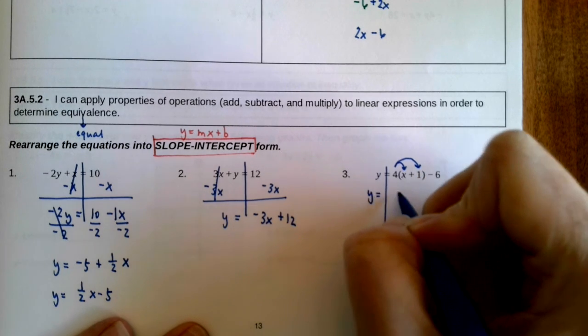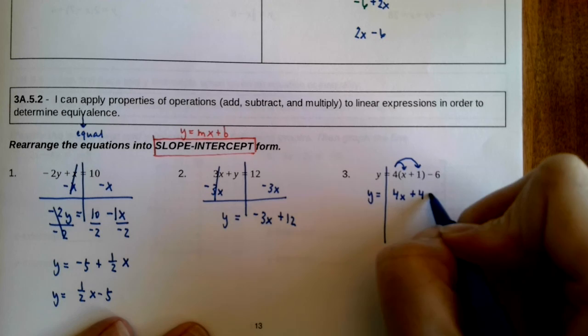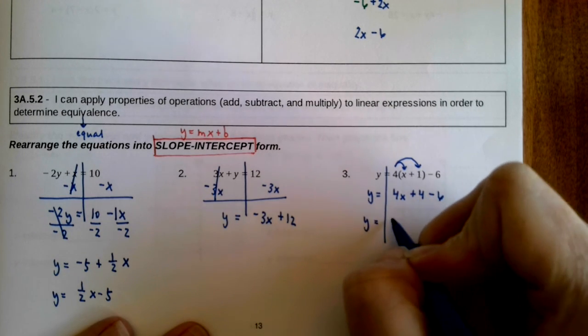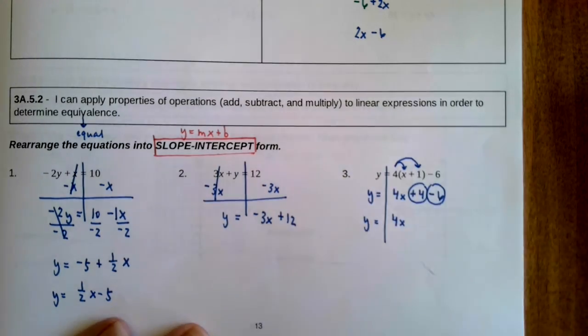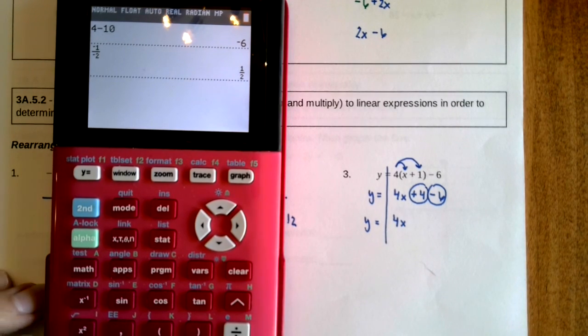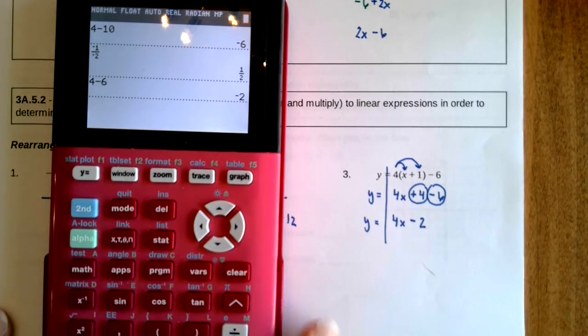I get y equals 4x plus 4. And then I have minus 6. So then I know I can do 4x. I can combine my plus 4 and my minus 6. And again, being careful because of those signs, if I go to my calculator, I have 4 minus 6, and I get minus 2.